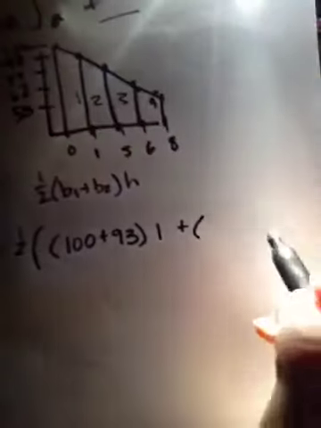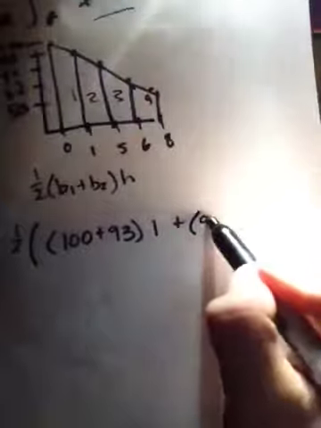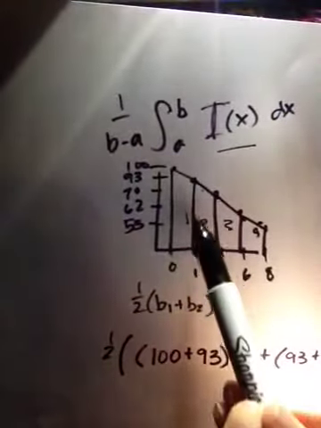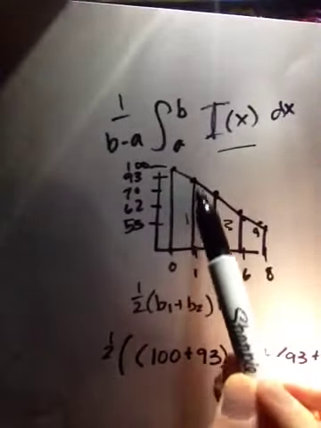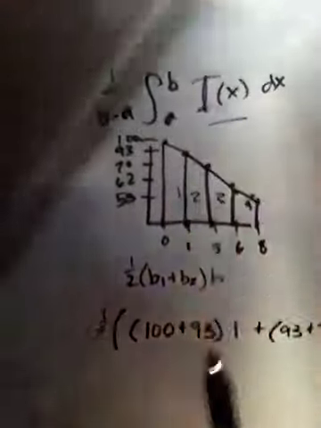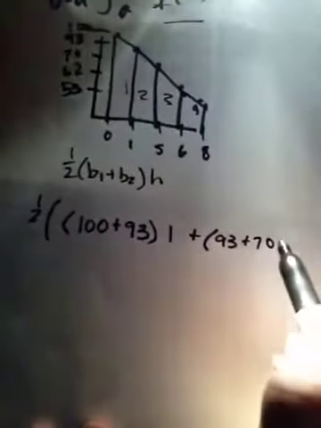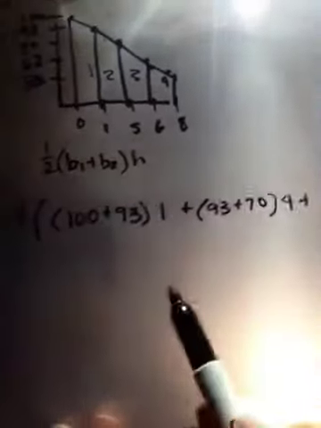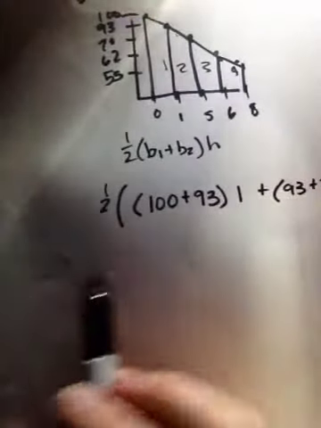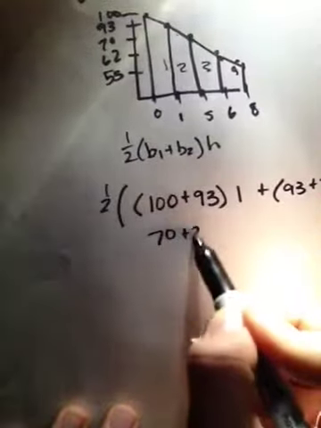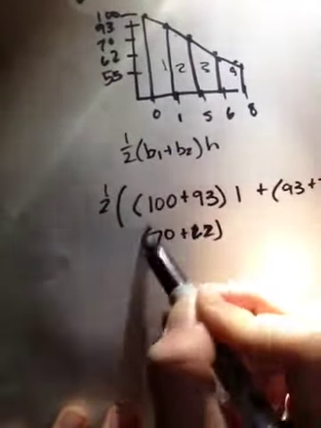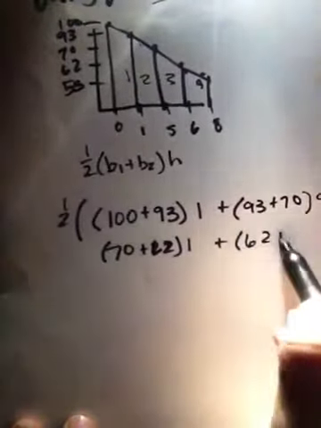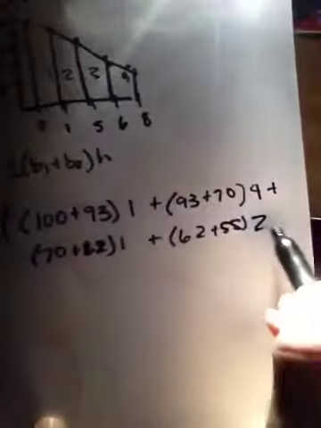And then you have the bases 93 and 70. Keep in mind, even though you use the 93 once here, you have to use it again for this trapezoid also. So you use that same number twice. And then 70, and then you have a height of 4. And then you have 70 plus 62 with a height of 1 again. And then you have 62 plus 55 with a height of 2.